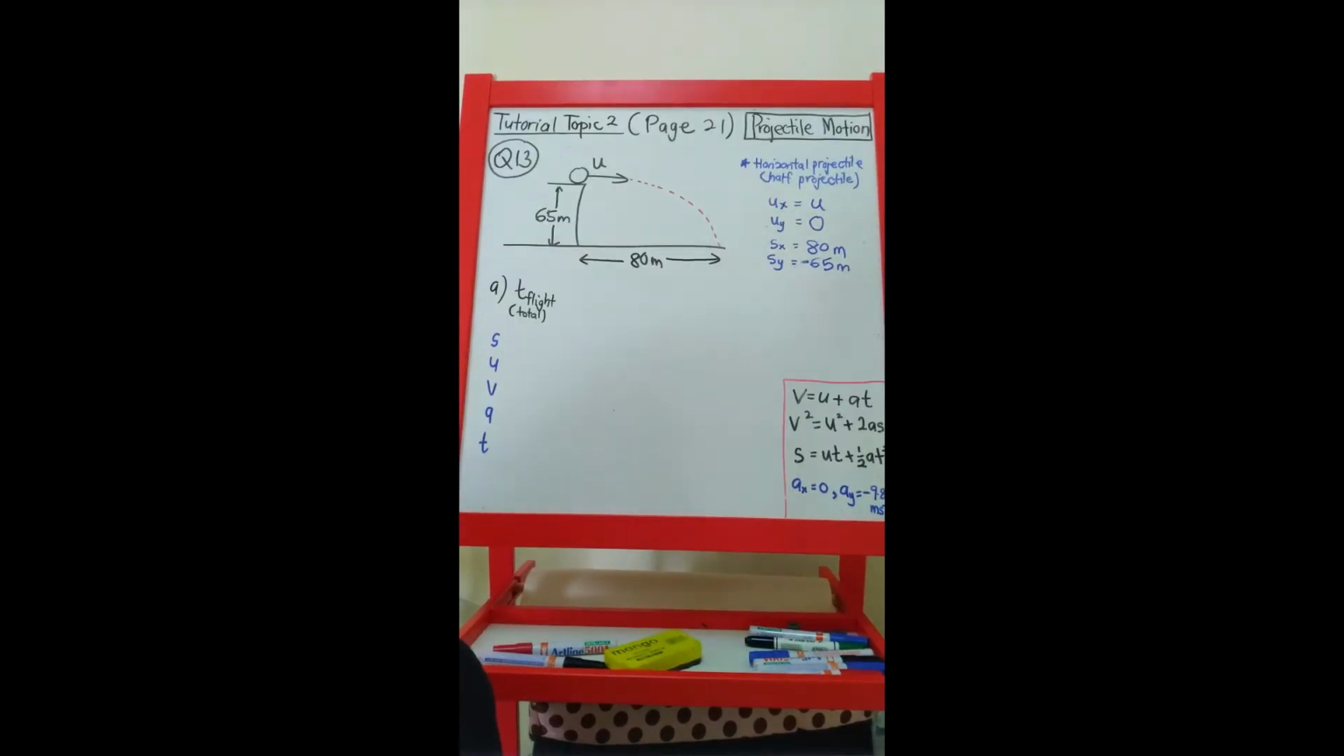Alright, so for part A, it asks you to find the time of flight. Time of flight simply means the total time for the ball to travel. It means from here up to here, so the total time. Obviously, we're going to do the Suvat analysis. So Sy we have negative 65 meter. But we also have Sx, right? So why don't we use Sx?